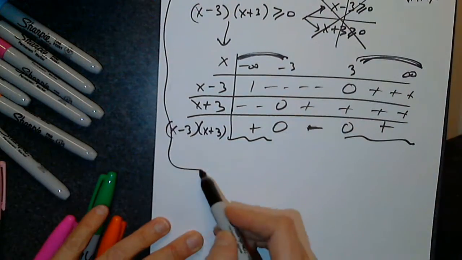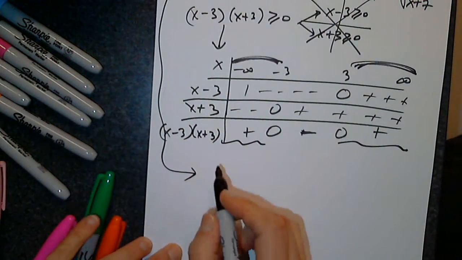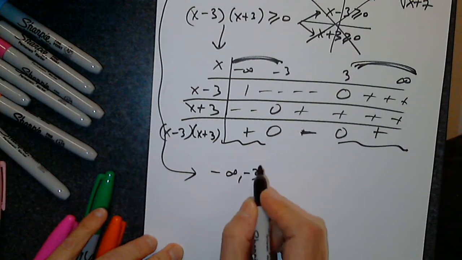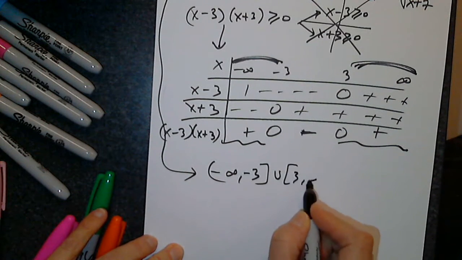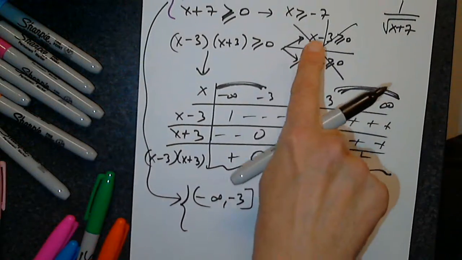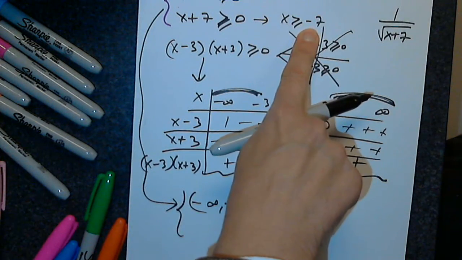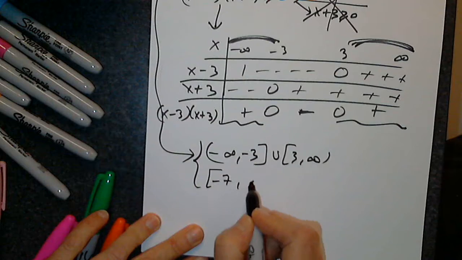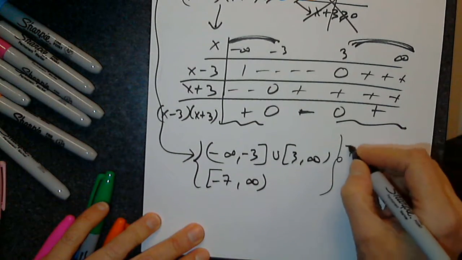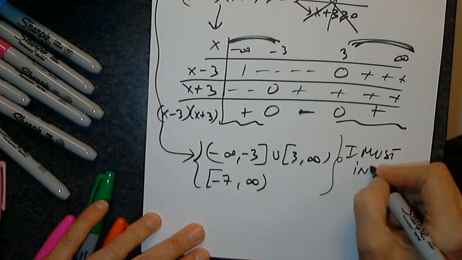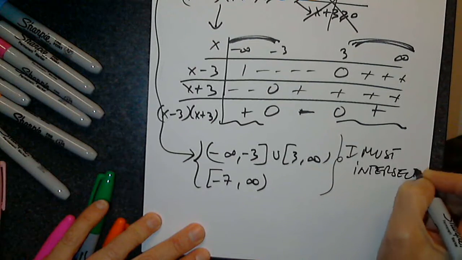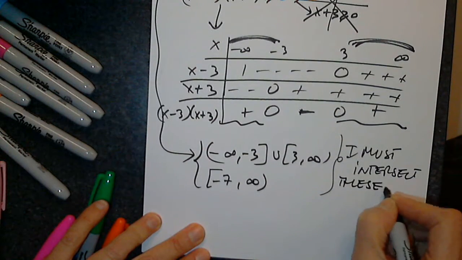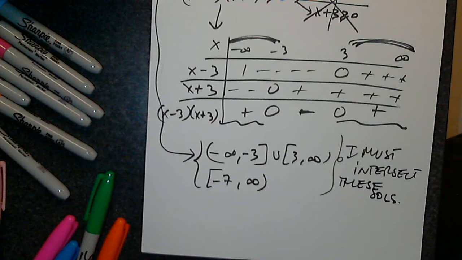So now coming back and writing the first solution, I will have to write negative infinity, negative 3, union 3 infinity. That's my first condition. The second condition is negative 7 to infinity. Now I must intersect these solutions. Why do I have to intersect these two solutions? Because I want both functions to be defined at the same time.